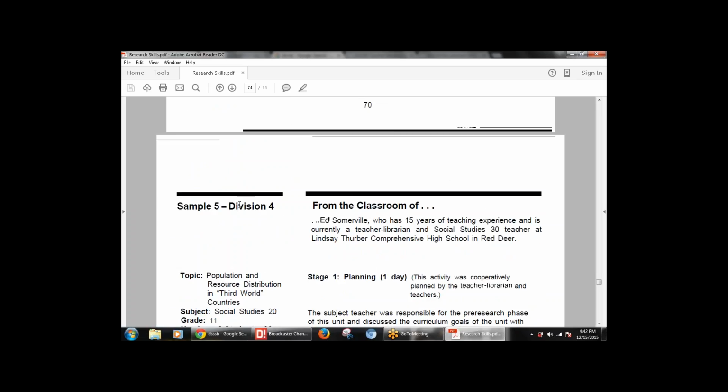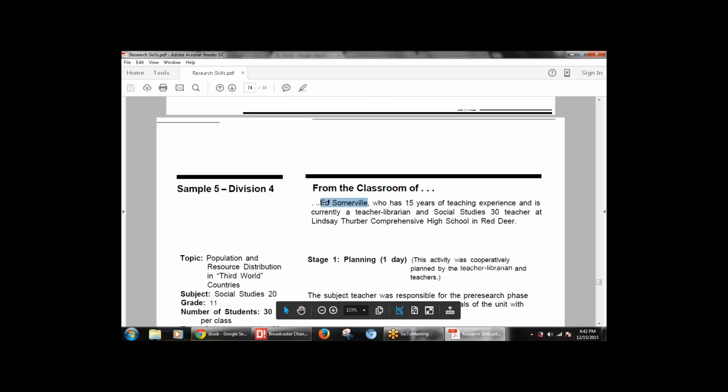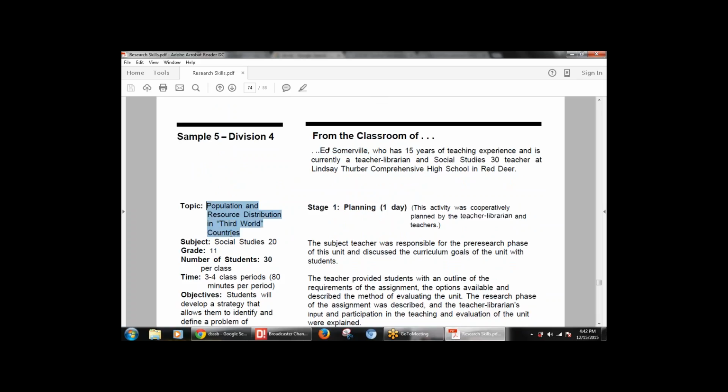Then the next is sample number 5, division number 4, from the classroom of Ed Somerville, who had 15 years of teaching experience and is currently working as a teacher librarian, and a social studies teacher who has 30 years of experience. The topic taken is population and resource distribution in third world countries. That means population and the resource distribution in the third world country.